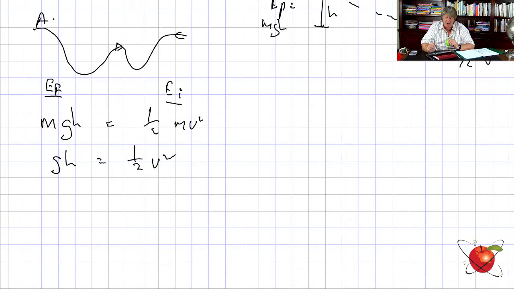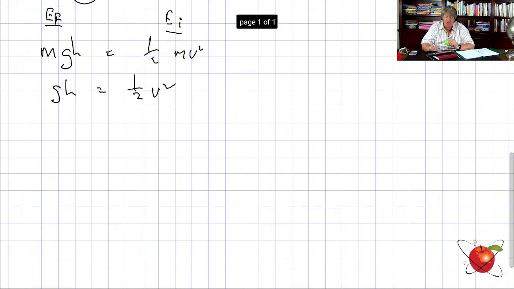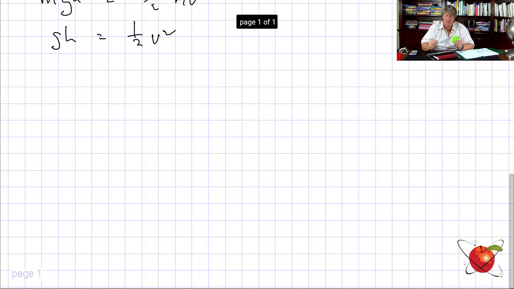But let's now have a look at the last section of this, okay? We're going to do some problems of these as well. Right, we're going to look at the work energy theorem now. And in the work energy theorem, what if there is an external force applying?